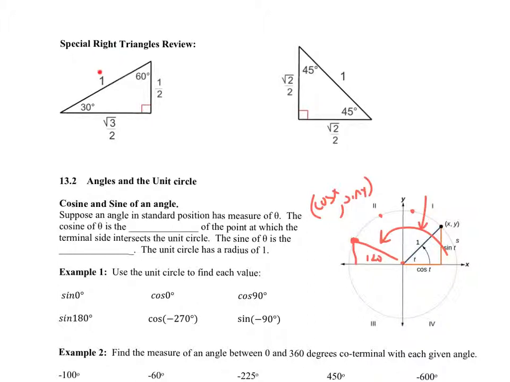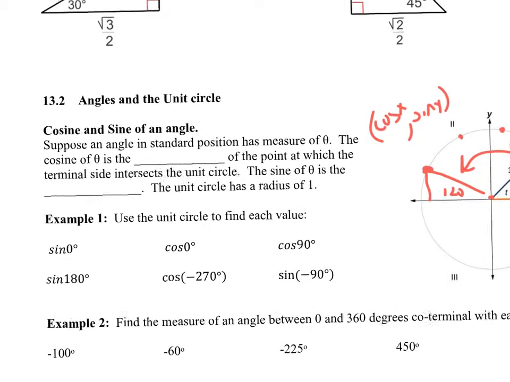In a 30, 60, 90, half is going to be across from the 30. Root 3 over 2 is going to be across from the 60. And then the 45, 45, 90, since it's an isosceles triangle, these two sides are going to be the same, and they're root 2 over 2. So cosine and sine of an angle.